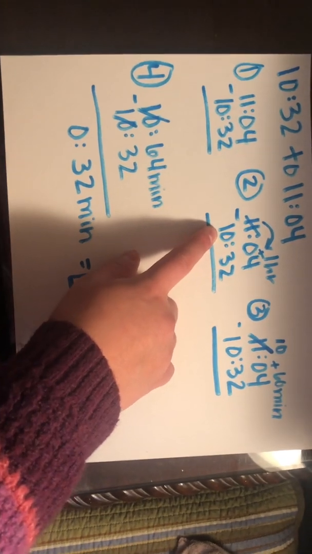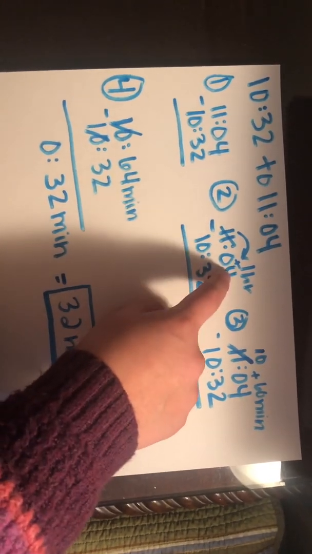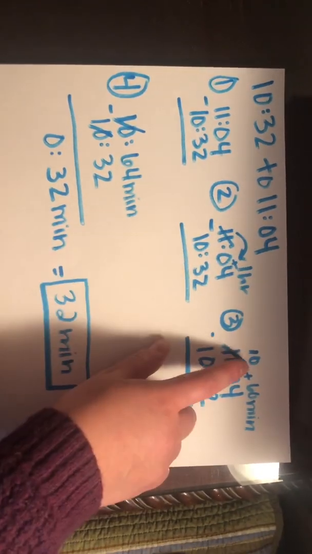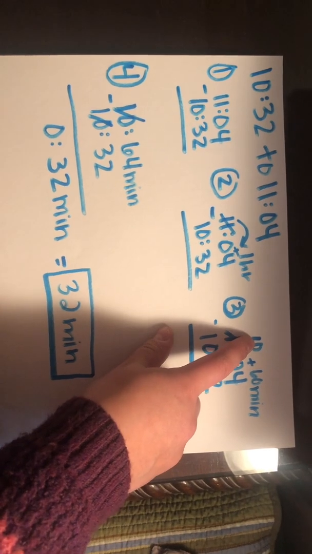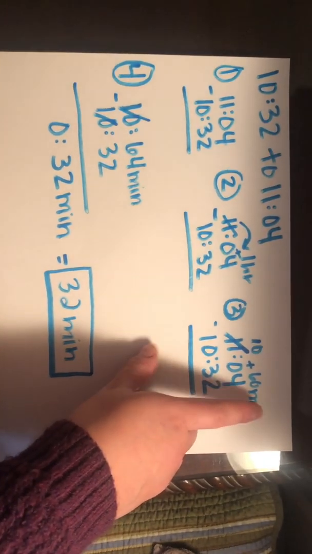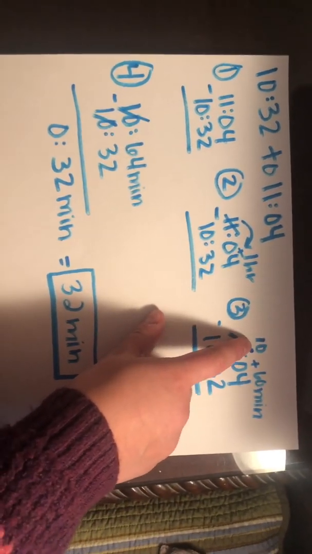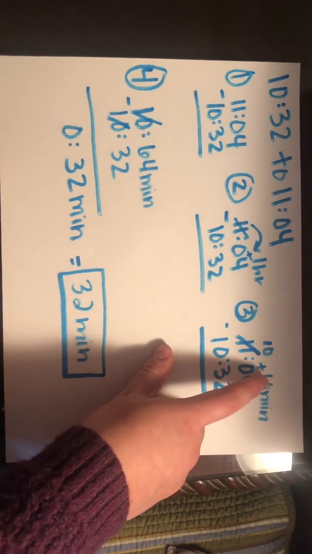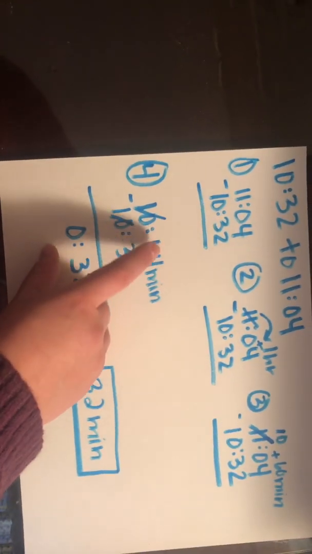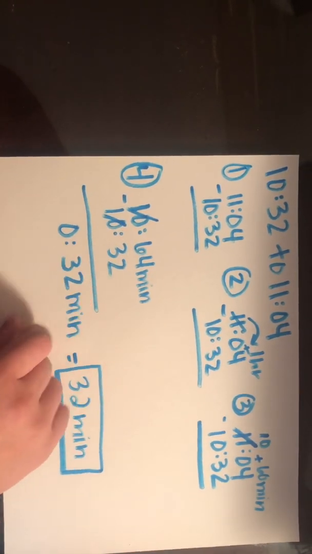Alright, so what we can do is borrow an hour from our hours and put it to our minutes. So we take away 1 hour from here, and we have 10 hours, and we're adding an hour to here, or adding 60 minutes. Remember, not 10, 60. So we have 10 hours and 60 minutes, and we add our 60 minutes to our 4 minutes to get 10 hours and 64 minutes minus 10 hours and 32 minutes.